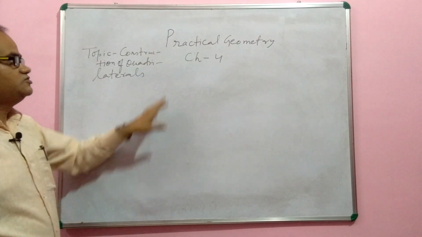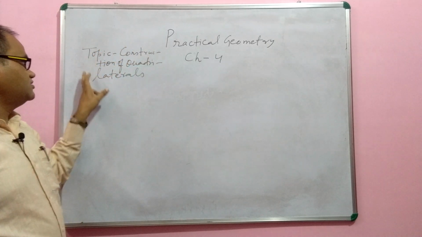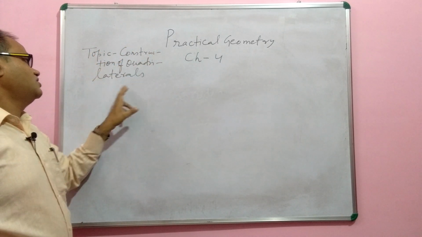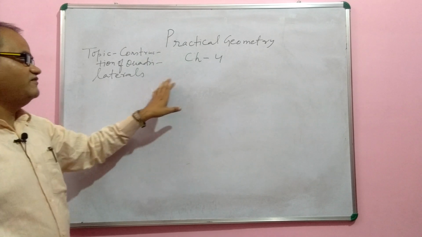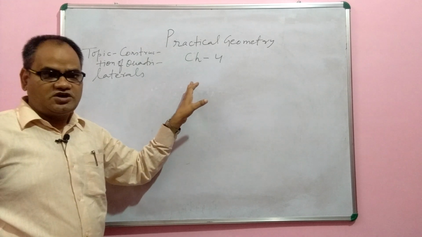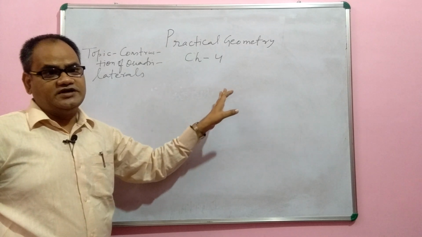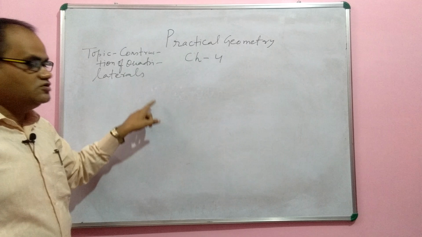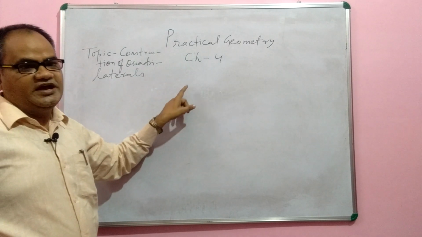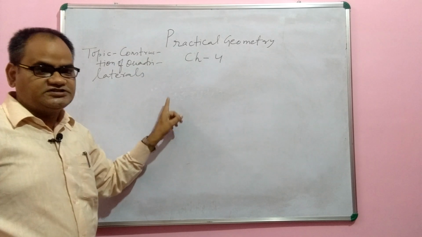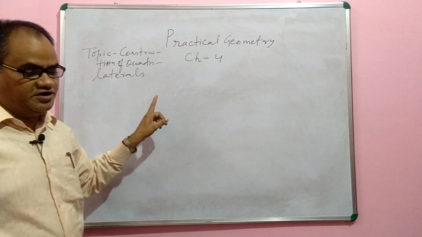Hello students, today in Practical Geometry chapter 4, we will learn how to construct a quadrilateral. Last day, students, you have learned how to construct quadrilaterals with the help of 4 sides and a diagonal. Today, we will construct a quadrilateral with the help of 3 sides and 2 diagonals. 3 sides and 2 diagonals will also help us to construct a quadrilateral.